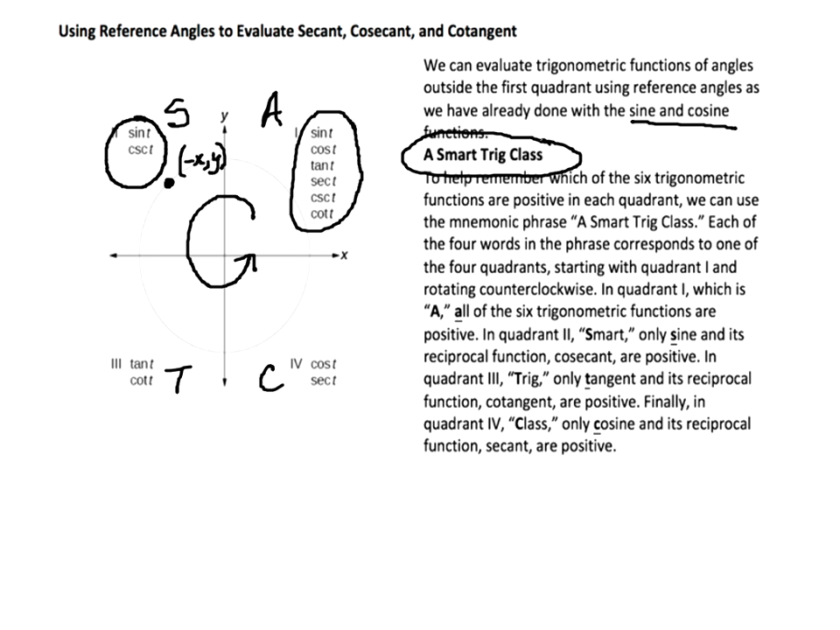So, Crystal, did that make sense? Did that explanation of, okay, so why are sine and cosecant the only trig functions that are positive?